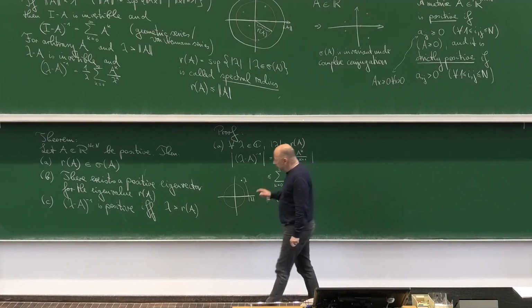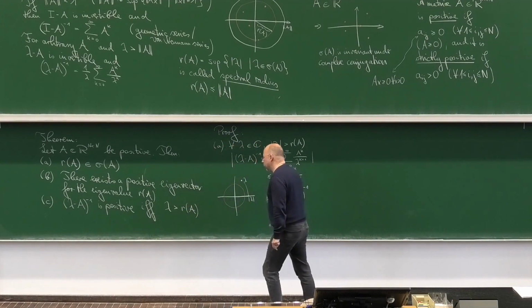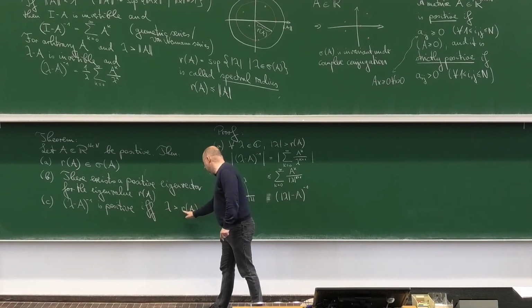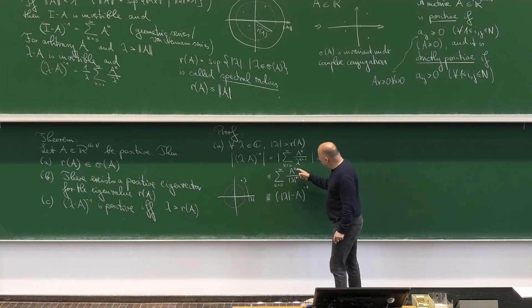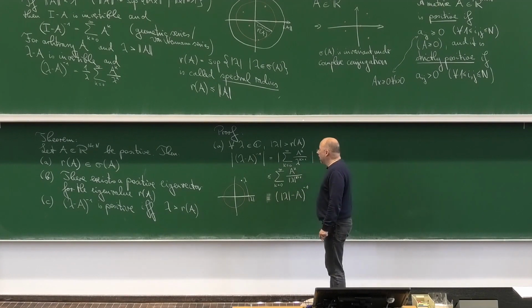So in some sense, I have already shown a part of C here. So if lambda is real and greater than the spectral radius, then the inverse is positive. We see this here also. I mean, the powers of A are positive, and also here the denominator is positive, and then the sum or the series, the limit here, is a positive matrix.